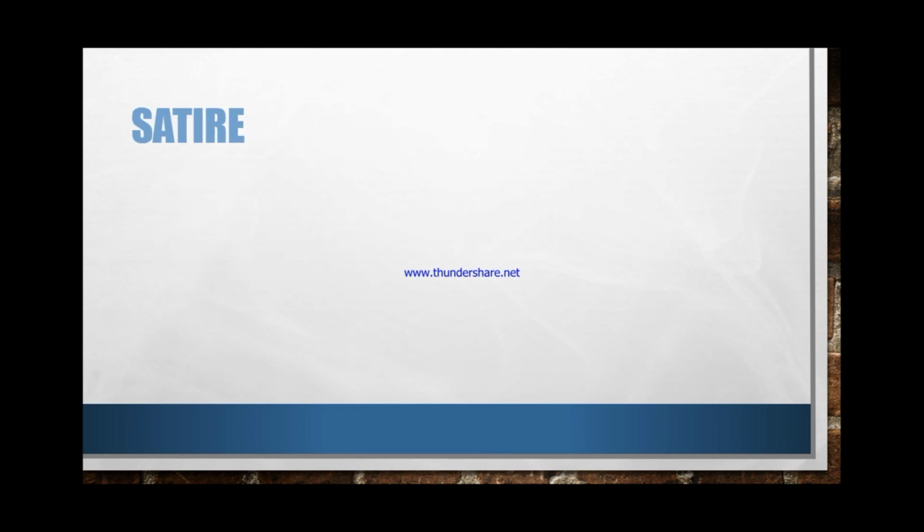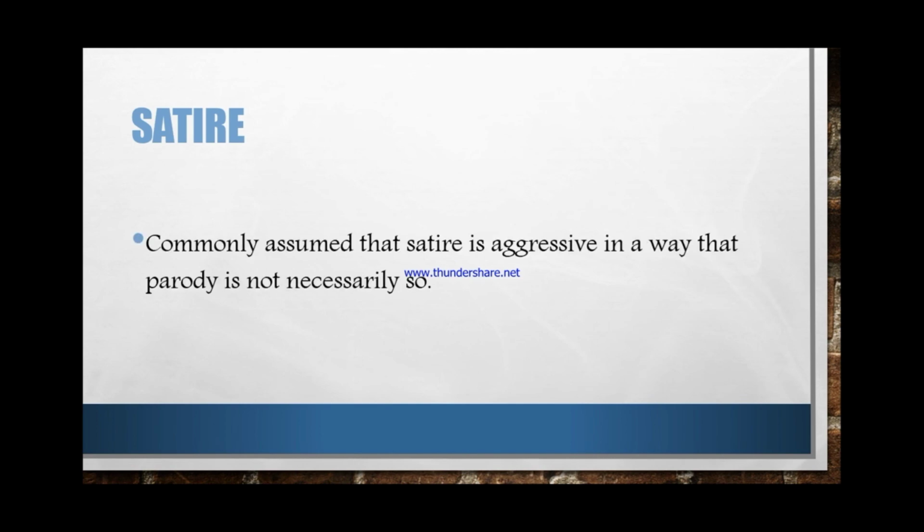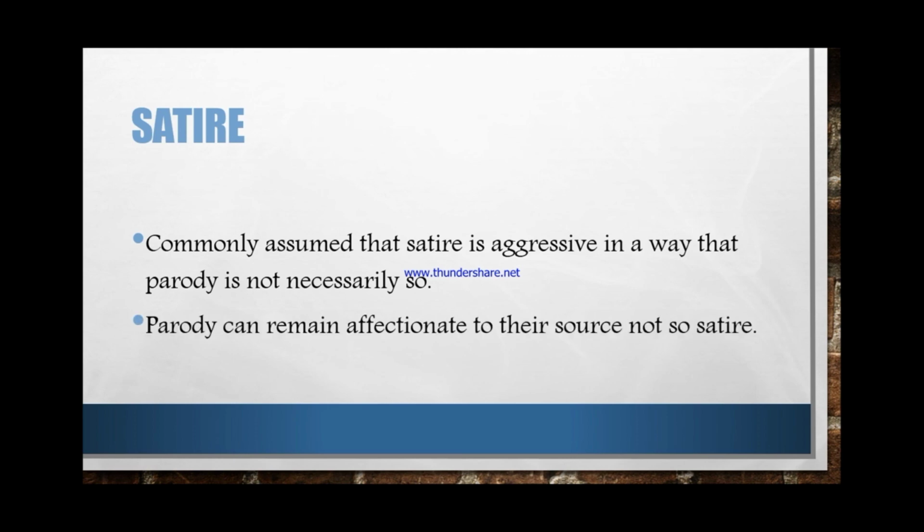When we say satire, parody and satire are related, and the difference is not always easy to make out. It is commonly assumed that satire is aggressive in a way that parody is not necessarily. So, commonly, parody can remain affectionate to another source, not so with satire. Parody may be just a little harmless humor. Have you learned?